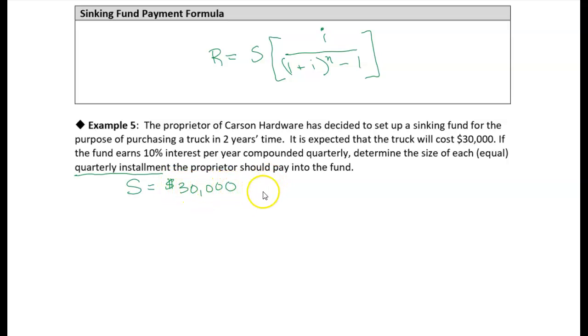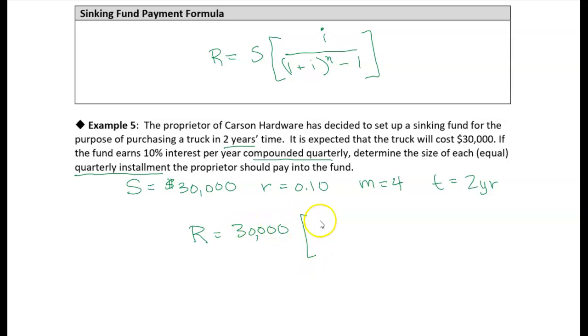The future value that we're going for is $30,000. We're told the interest rate is 10%. That's the nominal interest rate per year, so 0.10. The interest is compounded quarterly, so our M is 4, four times per year for 2 years' time, so T is equal to 2 years. Now we just need to use our formula for a sinking fund payment. So the sinking fund payment is equal to the $30,000 times this thing in brackets.